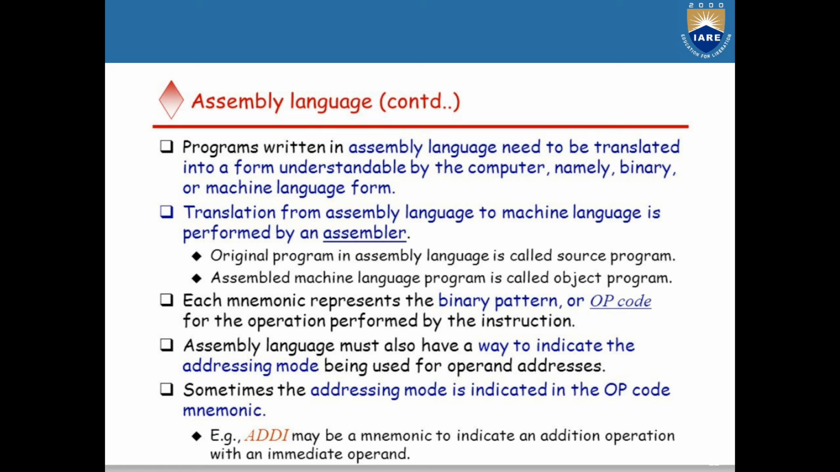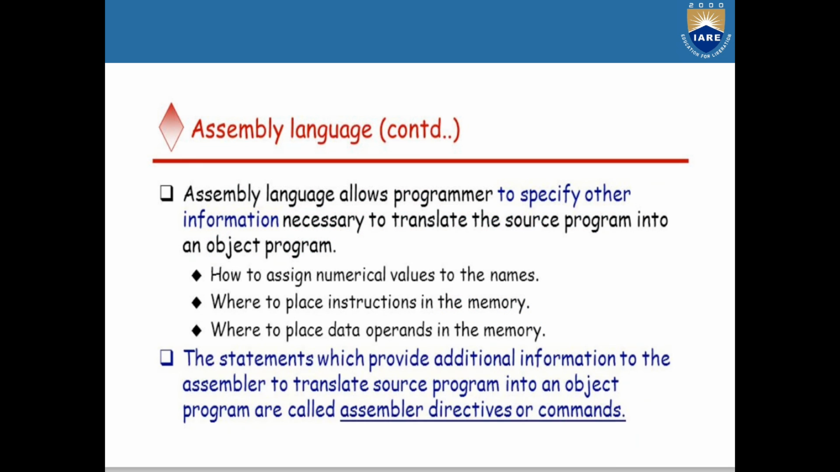Programs written in assembly language need to be translated into binary, namely machine language form. Translation from assembly language to machine language is performed by an assembler. Each mnemonic represents the binary pattern, or opcode, of the operation performed by the instruction. Assembly language must also have a way to indicate the addressing mode being used for operand addresses. Sometimes the addressing mode is indicated in the opcode mnemonic.